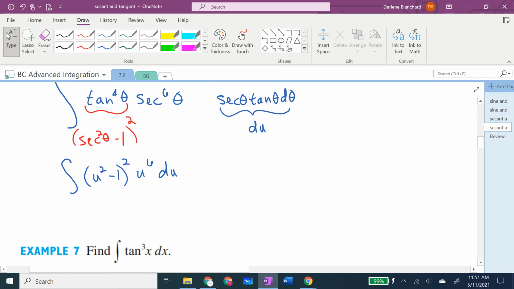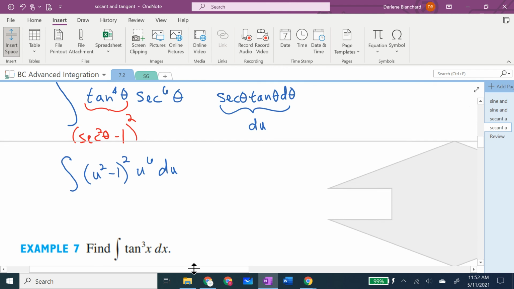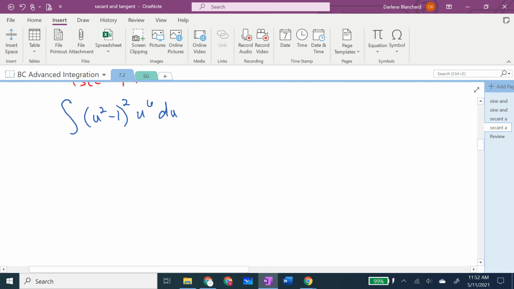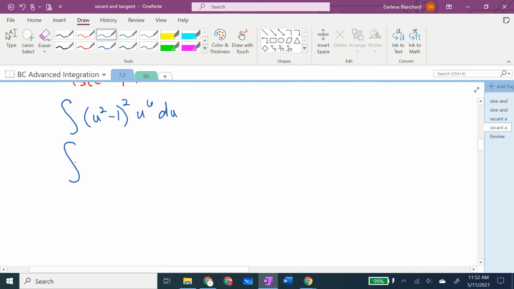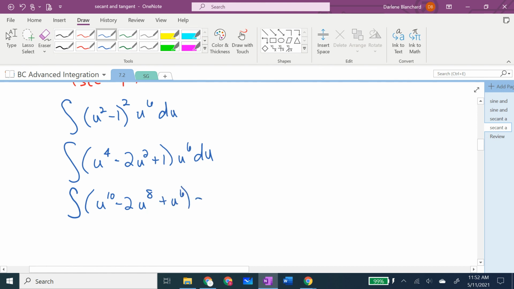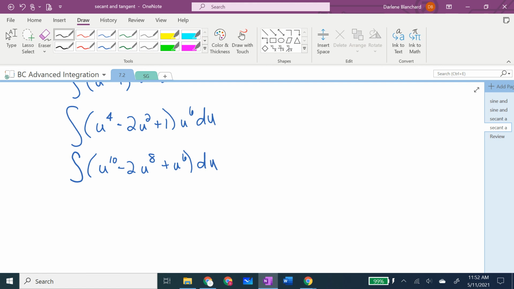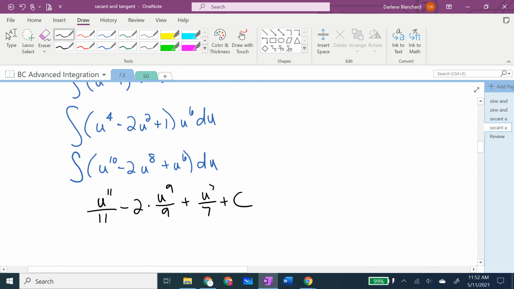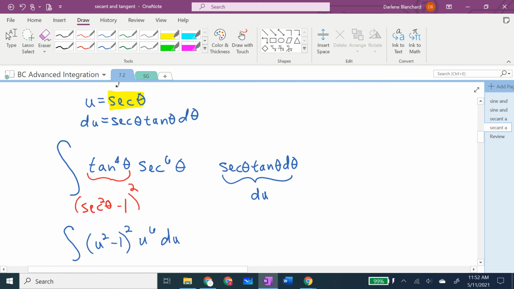And now it's algebra fun time. First, square your binomial. And then distribute the multiplication. And you're ready for integration. Woo! Isn't that nice? It's beautiful. And finally, I need to put back in my choice of u, which was secant.